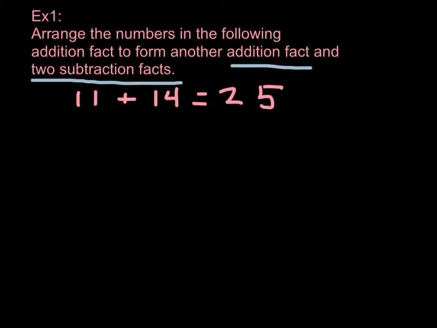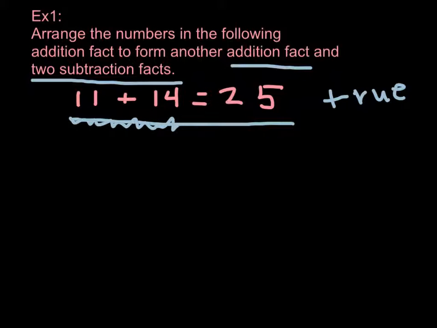So first of all, let's do the addition fact. So how can I take this equation right here, which is 11 plus 14 equals 25, which is true, right? Because we know that 11 plus 14 does add up to 25. Now how can I form another addition fact? Well, remember in addition, the order that we add two numbers doesn't make a difference. So I can switch those around, and I could write 14 plus 11 is equal to 25, and that's my other addition fact. So I've taken care of this one right there. Now let's write two subtraction facts.